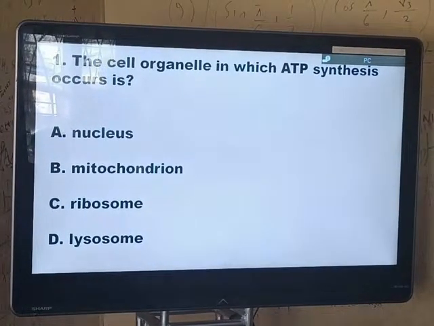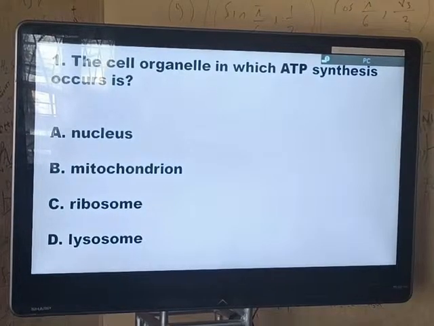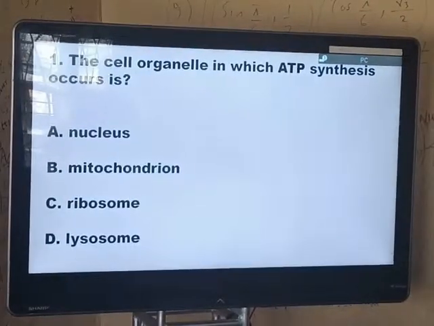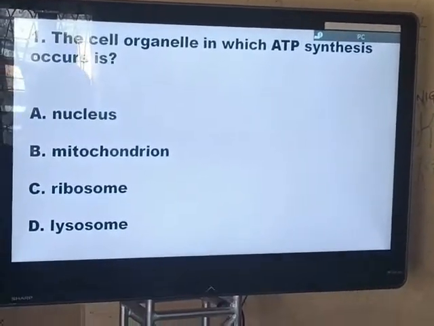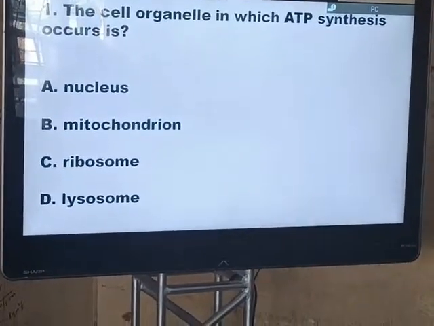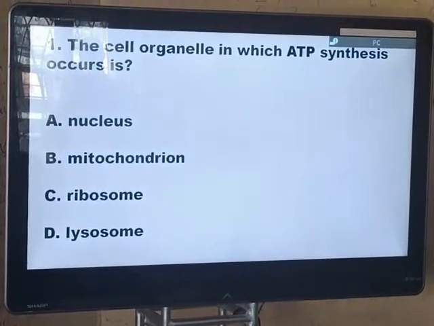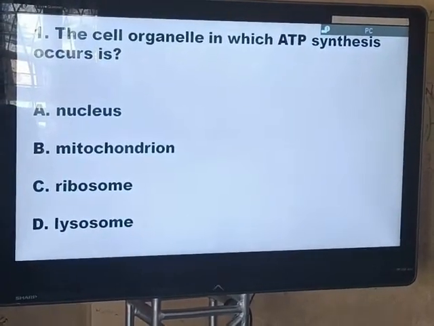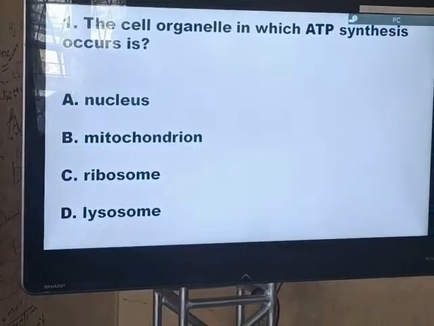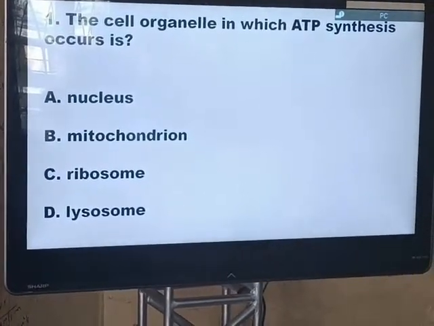Nucleus, B. Mitochondrion, C. Ribosome, and D. Lysosome. We know that ATP is the energy currency of the cell, and ATP is produced in the powerhouse of the cell, which is option B, mitochondrion. So the cell organelle in which synthesis of ATP occurs is definitely mitochondrion.